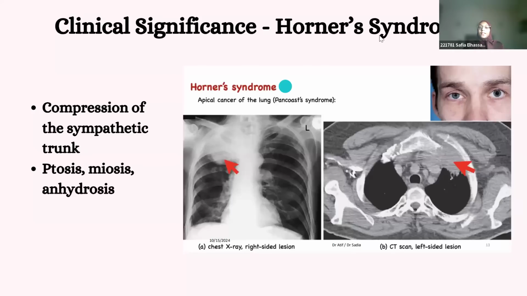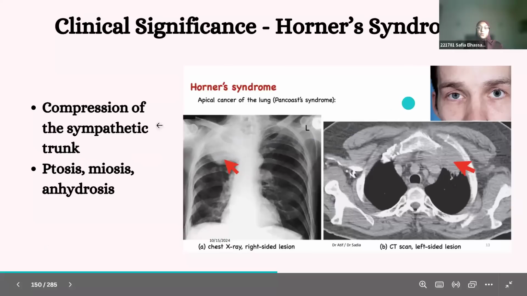Okay, now let's talk about Horner's syndrome. So Horner's syndrome is when you have a cancer of the lung. It's also called Pancoast syndrome. And this cancer would be located towards the back and it would compress the sympathetic trunk. So just as a quick revision, the sympathetic nervous system is responsible for fight and flight. So when you have this tumor that compresses the sympathetic trunk, you are going to be affecting those functions. And this is going to manifest in the form of ptosis, miosis, and anhidrosis.